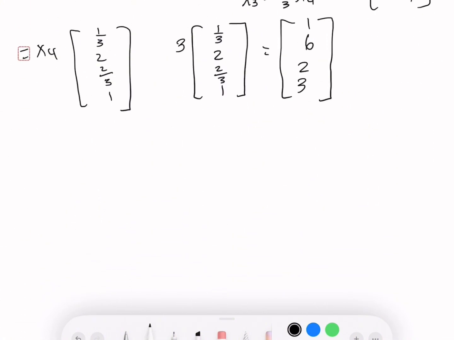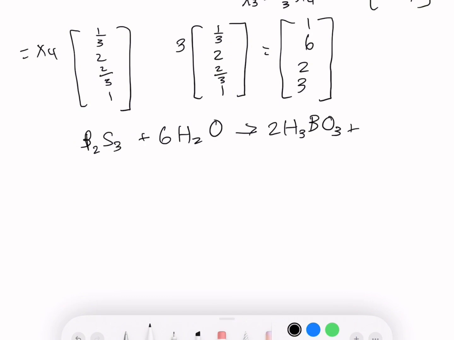And we get B2S3, because the coefficient is 1, and then plus 6 H2O yields 2 H3BO3 plus 3 H2S. So yeah, that's how we balance a chemical equation using linear systems.